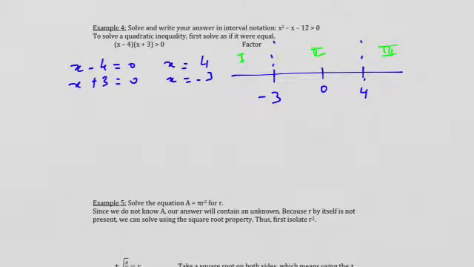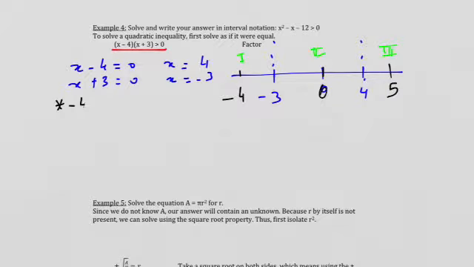Okay, so what I want to do is pick a number which is going to be in interval number 1. Why not pick the number negative 4? Then pick a number in my interval number 2. Well, why not pick the number 0? And then pick a number in my interval number 3. Why not pick 5? Okay? Once I'm done doing this, I am going to take these values and substitute them inside my inequality right here.